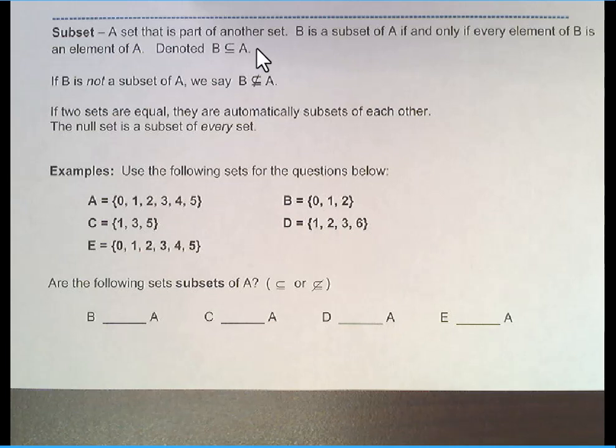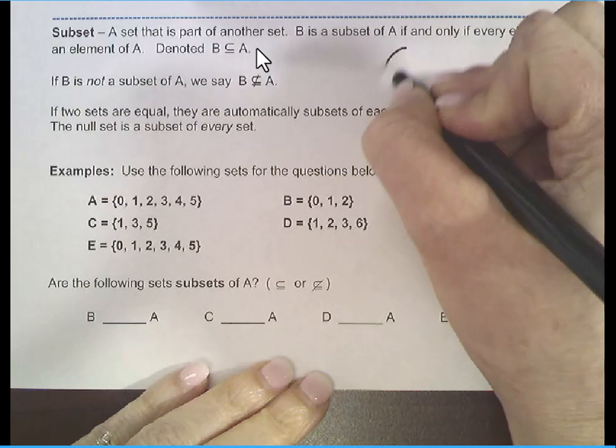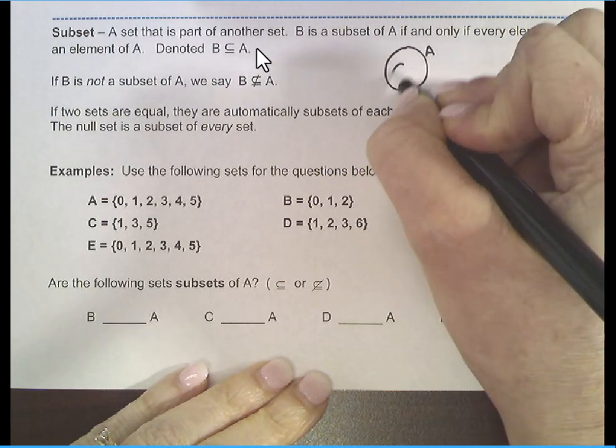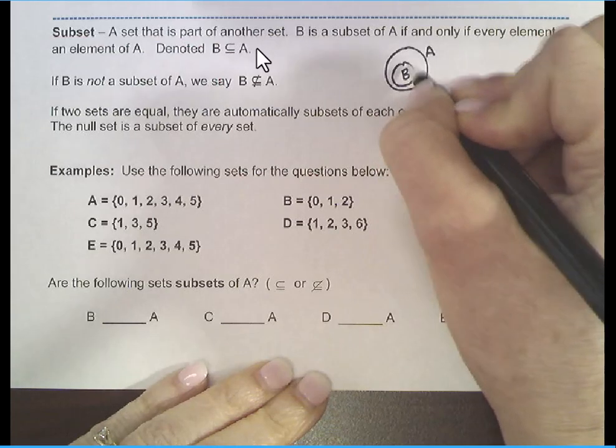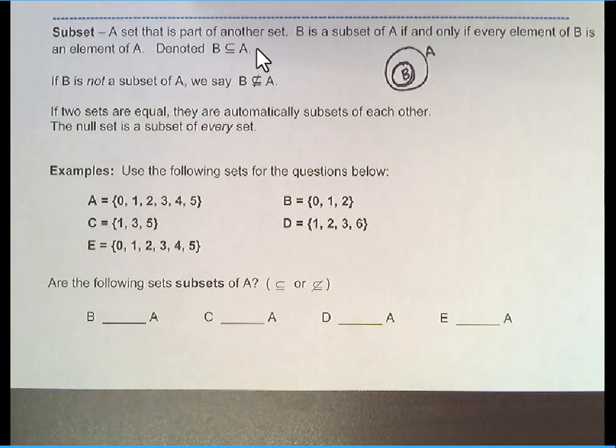Now we're going to talk about subsets. So a subset is a set that is part of another set. In other words, B is a subset of A if and only if every element of B is also an element of A. One way that we can describe this is with circular kind of sets. So I could say if this is set A, then set B is inside of it, and everything inside of B is also inside of A. That's what it means to be a subset.